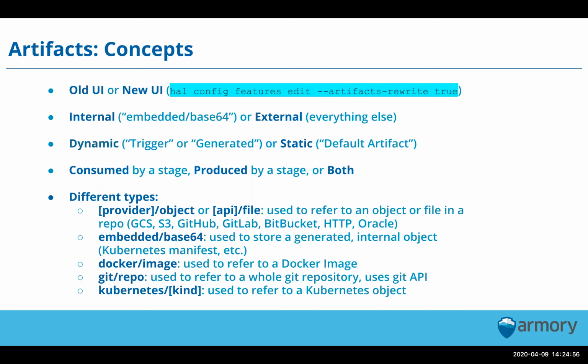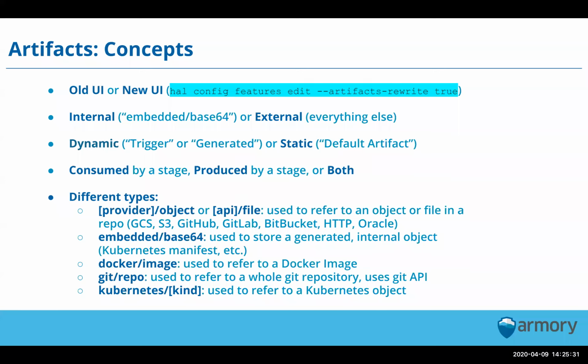Continuing with the slide, a Spinnaker artifact can either be consumed or produced by a stage. If you have a manifest, for example, and you're deploying that to Kubernetes, you're consuming that manifest. You can also produce an artifact from Spinnaker. So you can say, I have a Helm chart that I'm baking into a Kubernetes manifest. That would be producing a manifest. And if a stage is producing an artifact, that artifact will likely also be consumed, so it's both consumed and produced.